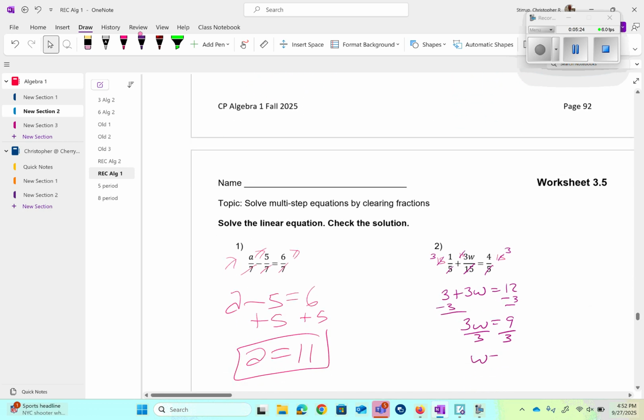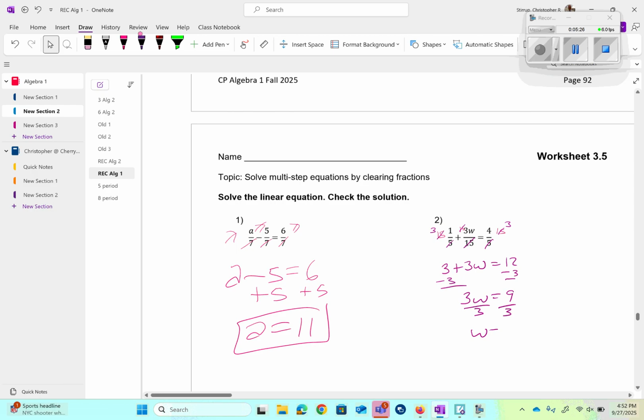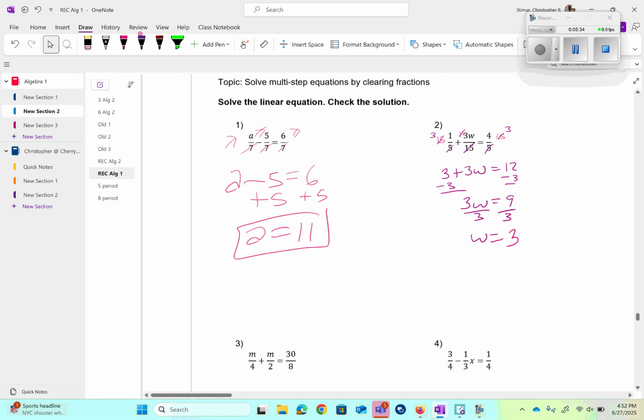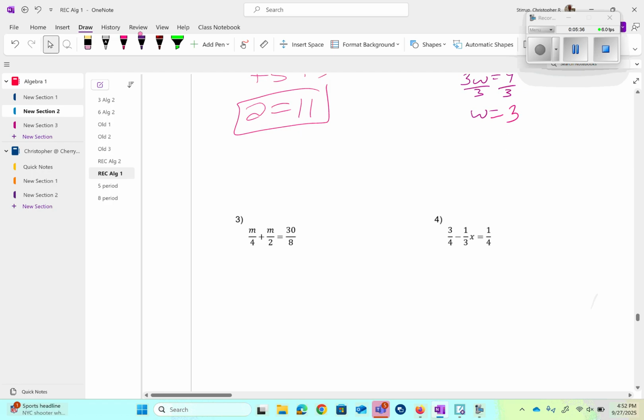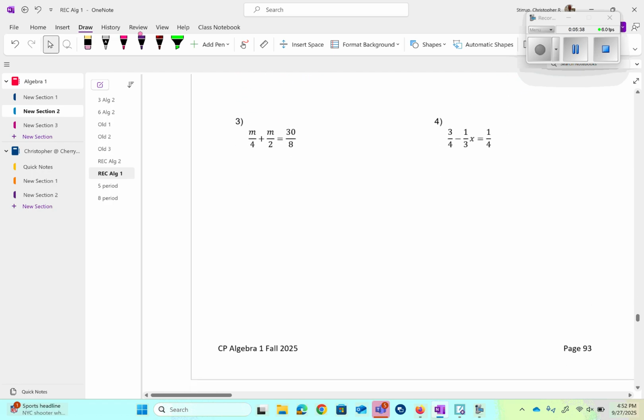So it looks like the first one, we multiplied everything by 7. The second one, I multiplied everything by 15. And this one didn't get quite done. So 9 divided by 3 is 3. Now we're going to get down to these that haven't been worked out yet.